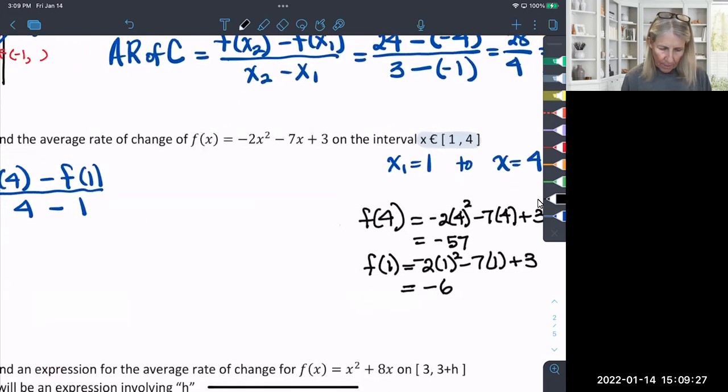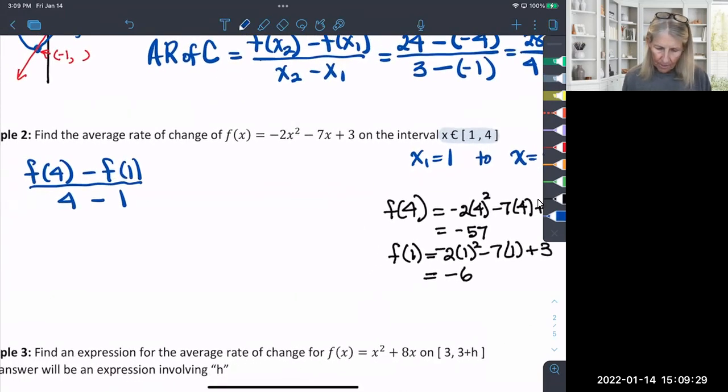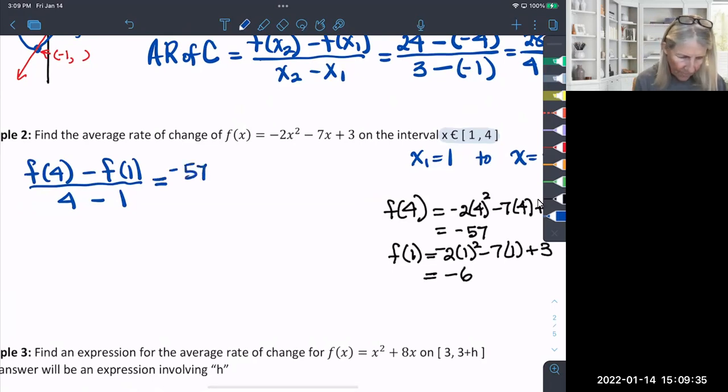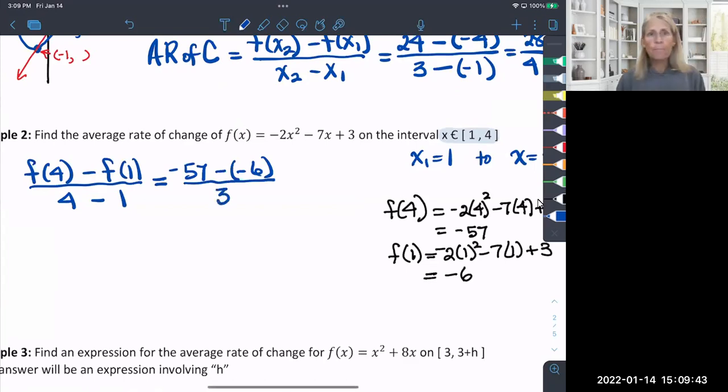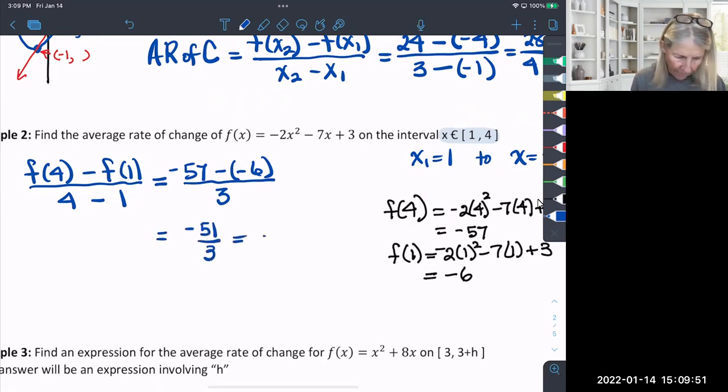And now I plug into my formula over here, basically y minus y over x minus x. So I'm going to have a negative 57 minus a negative 6, divided by 3, right? Because 4 minus 1 is 3. And so a little work there, that's going to be negative 51 divided by 3. And so I get a negative slope, negative 17.